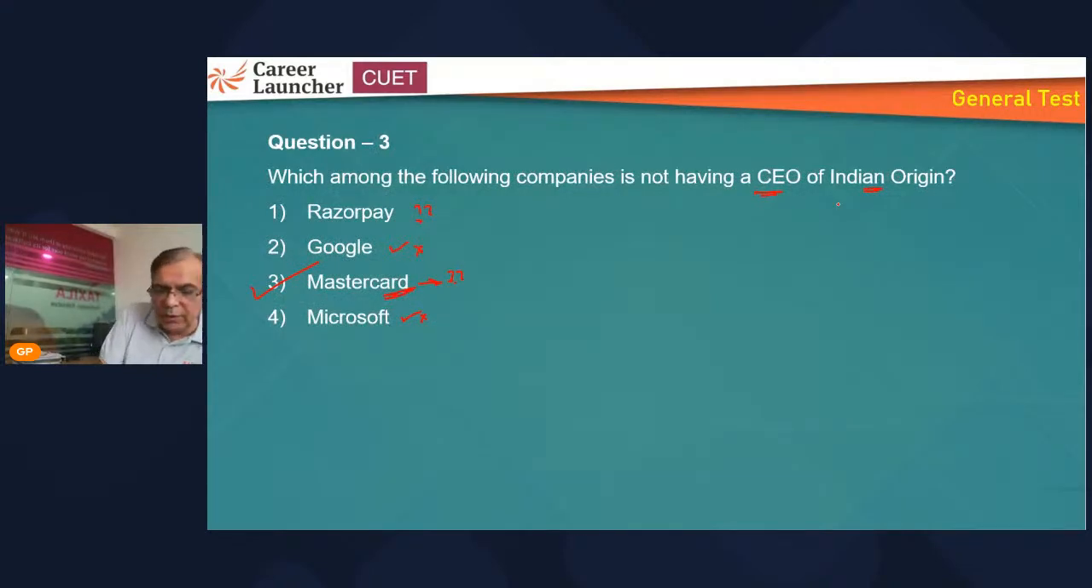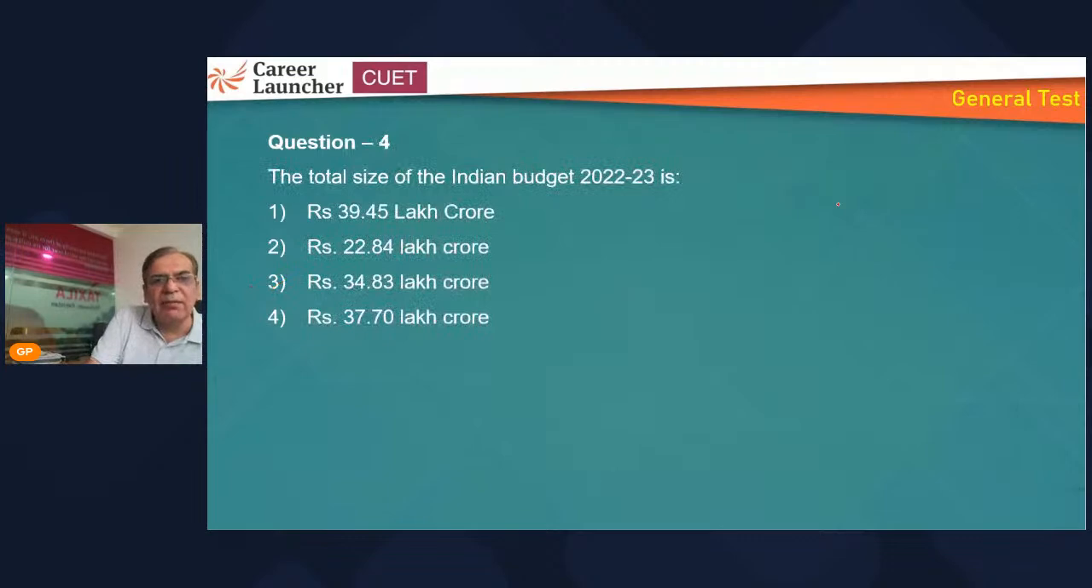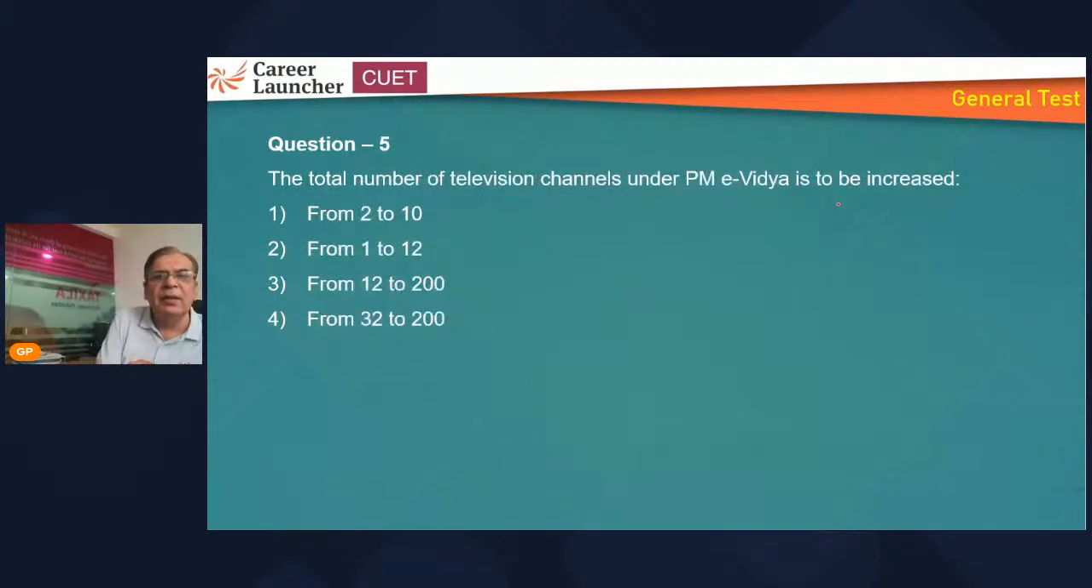Question 1, 2, and 3 answered. Question 4 I have left. Question 5: Number of television channels under PM E-Vidya to be increased from what to what? I don't know. No idea at all. Okay. So again, no idea at all. I am going to leave this question.